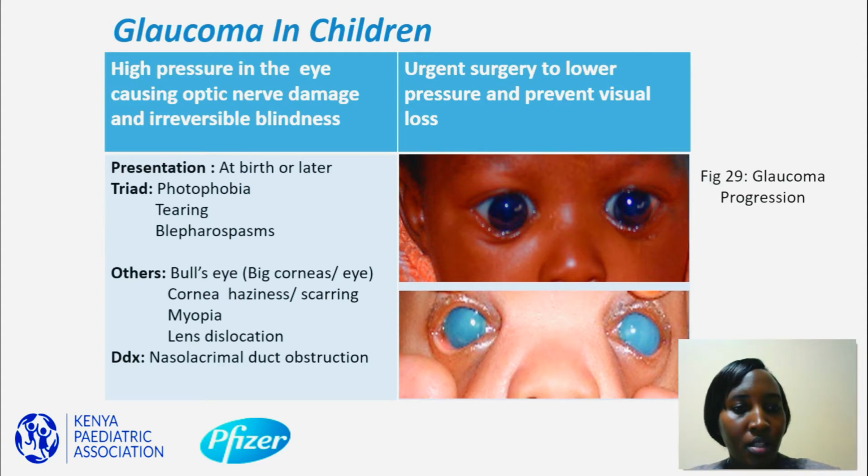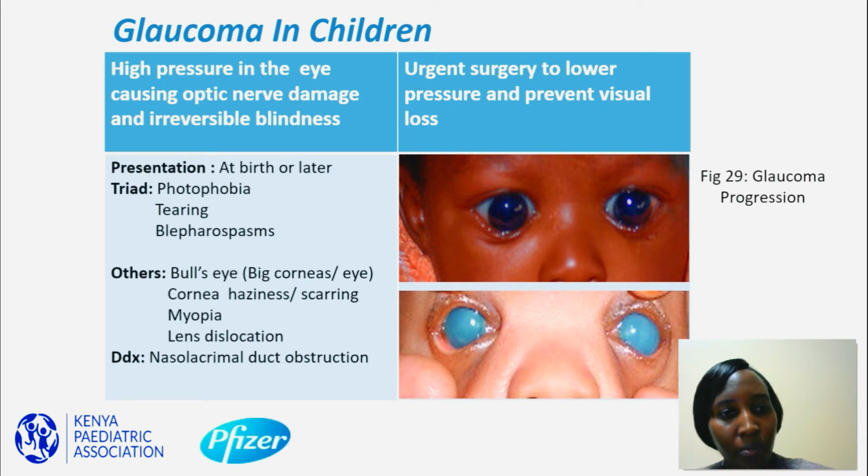A very important differential diagnosis in glaucoma is nasolacrimal duct obstruction, where babies are born with incomplete opening of the nasolacrimal duct and may present with a lot of tearing at birth. But the main difference between glaucoma and nasolacrimal duct obstruction is that in glaucoma there is the photophobia and the blepharospasms plus the tearing, as I had explained.